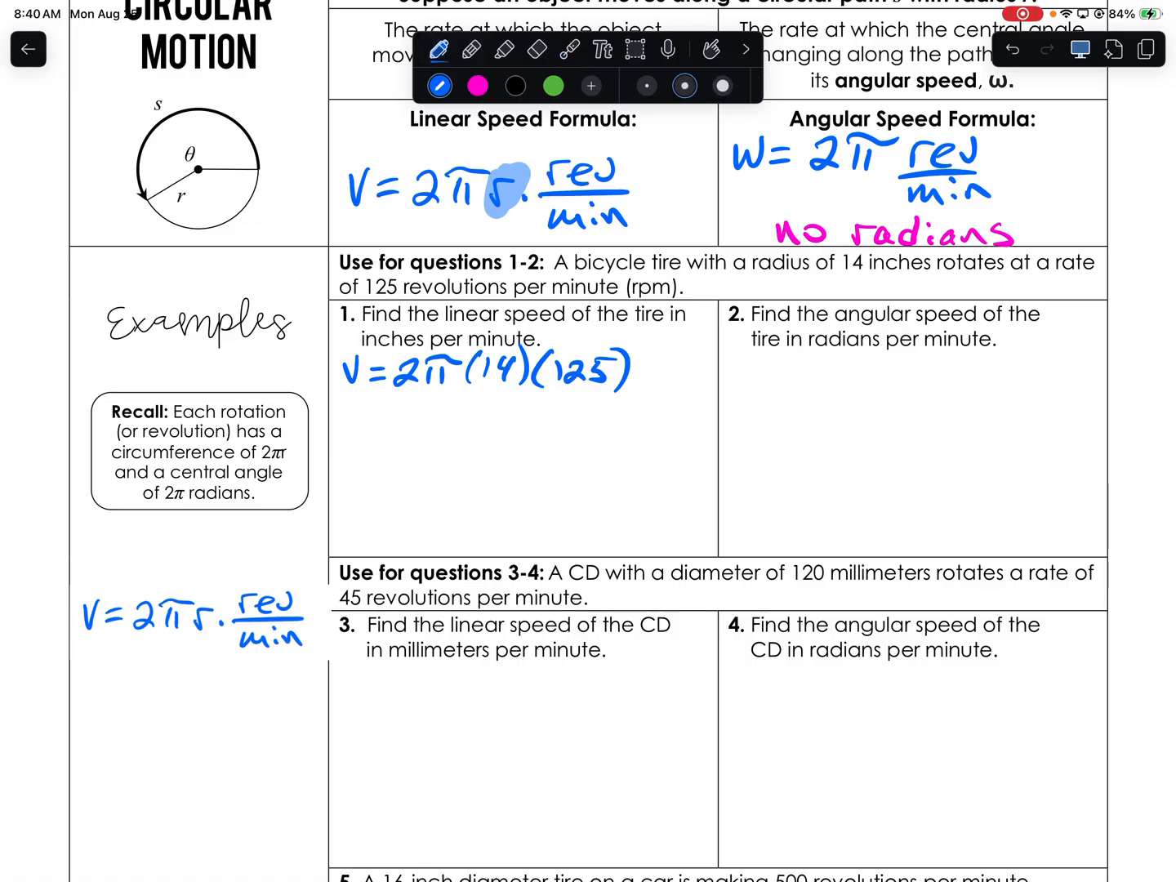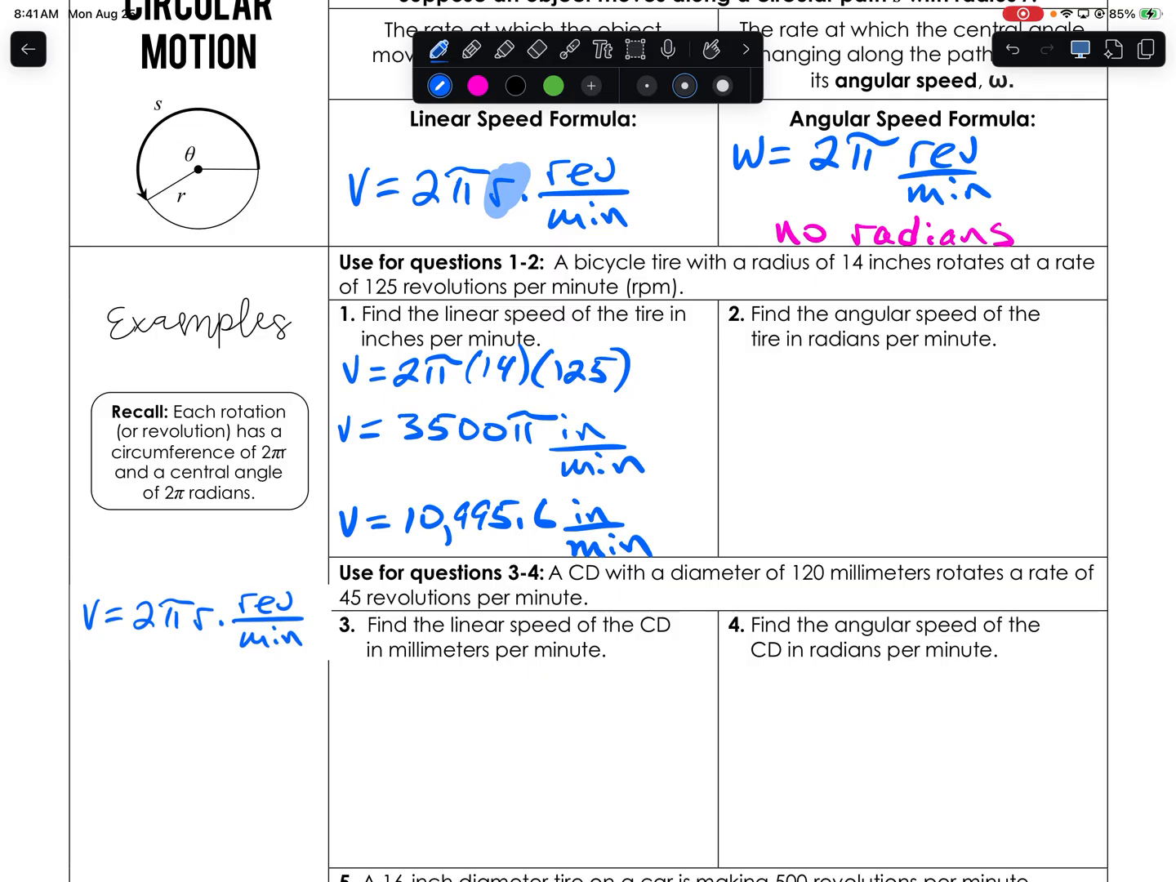So if we do it in terms of pi, we get 3,500 pi. Sometimes they want it in terms of pi, you just never know. And it's in inches per minute. And then if you multiply that by pi, you get 10,995.6 inches per minute.